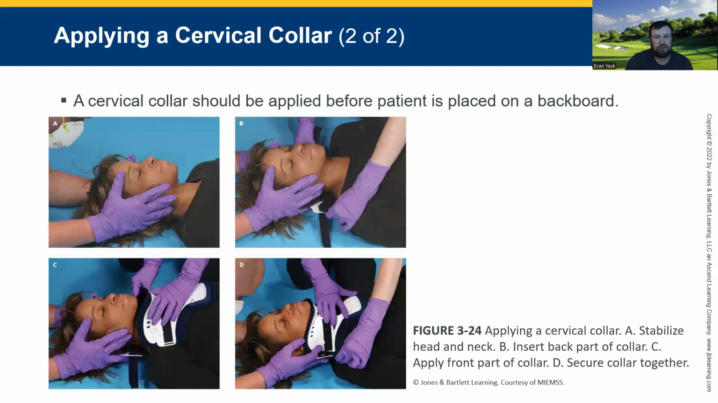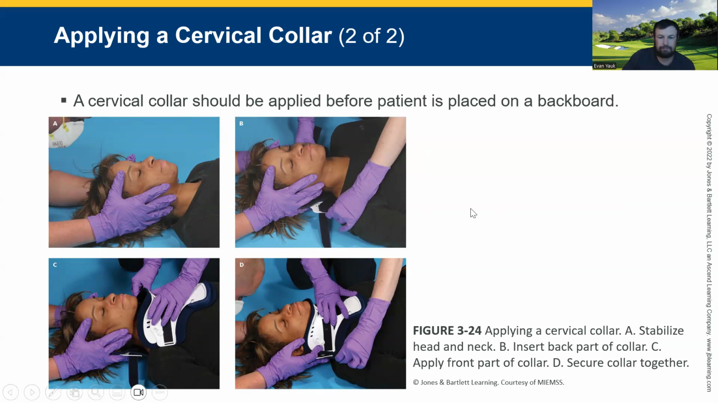Cervical collar should be applied before the patient is placed on the backboard. Right here is a good example. They're holding C-spine in A. You come over here to B. You see how they're sliding it under there? C, we're going to form it and get it lined up on that chin correctly. And then in D, we're going to take the other side, come around, and Velcro it in place.